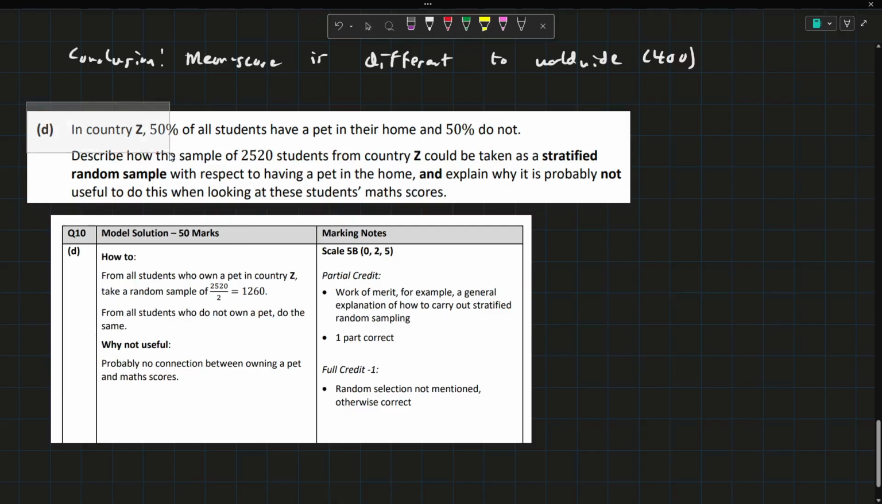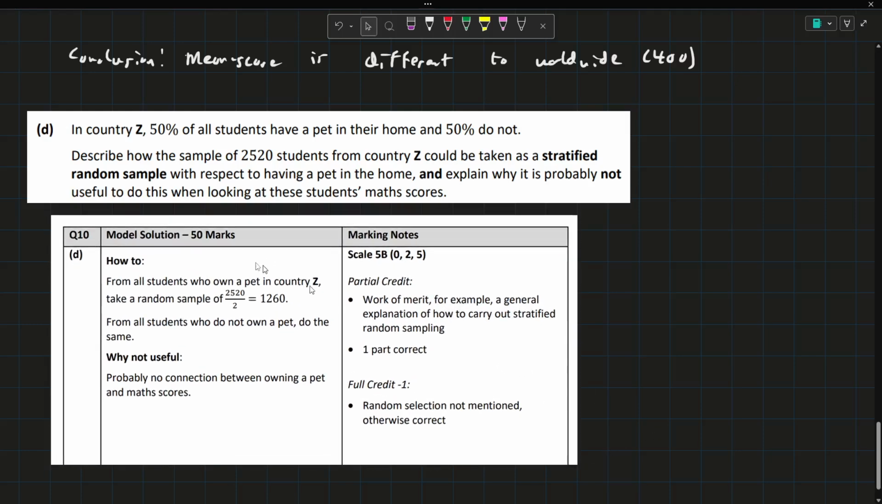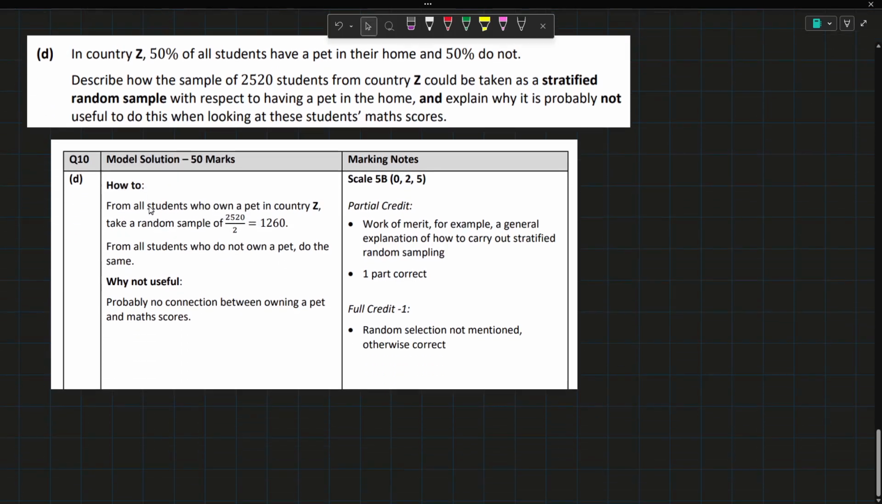So for part D, we're asked how to take a stratified sample and why it's probably not useful. So I've just put it up on the screen here because there's kind of no, I suppose, how to do it. It's just kind of a fact, but I'll explain what it says here. So basically, it's kind of like having a strategy when you're taking out your sample. So with respect to having a pet at home, that means we want half of them to have a pet at home and half of them not to have a pet. And we do that completely randomly. It's important that you mention that, as you can see here. And the reason why that's probably not useful is because there's probably no connection between owning a pet and the score you get in a maths test.